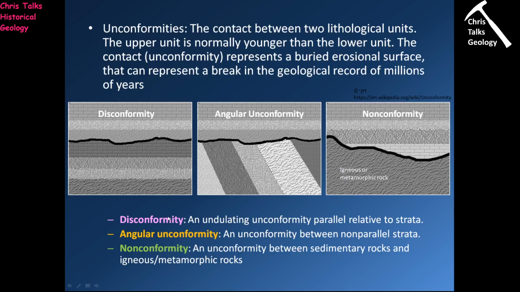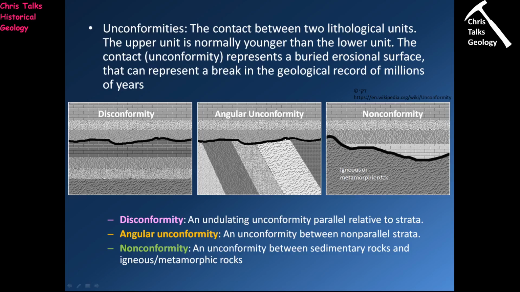In the case of a disconformity, we have horizontally bedded rocks below, horizontally bedded rocks above, and the unconformity itself is undulating. It's horizontal, but it undulates. In the case of an angular unconformity, we have dipping rocks below the unconformity, horizontal rocks above the unconformity, and the unconformity itself is the contact between these tilted rocks and the horizontal rocks above.